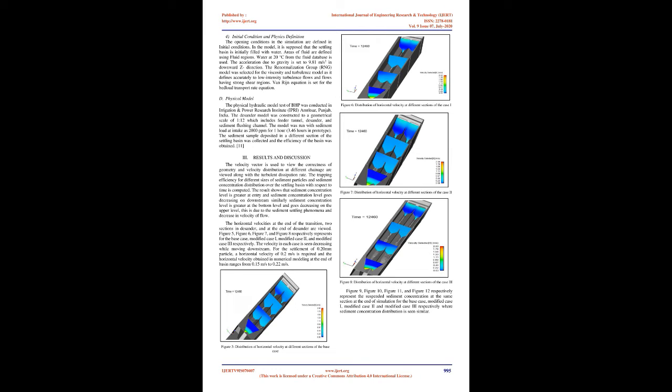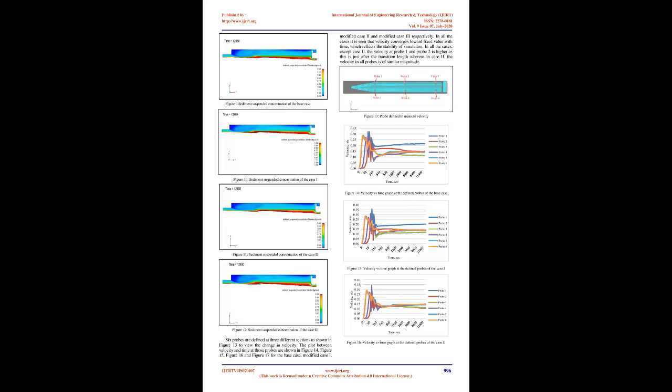2. Model mesh block. Multiple mesh blocks are created to efficiently mesh the model flow domains. According to geometry, 6 mesh blocks are defined. The mesh sizes adopted for the present study are as follows. The initial conditions in the simulation are defined next. In the model, it is supposed that the settling basin is initially filled with water. Areas of fluid are defined using fluid regions. Water at 20 degrees Celsius from the fluid database is used. The acceleration due to gravity is set to 9.81 m/s2 in the downward z direction.